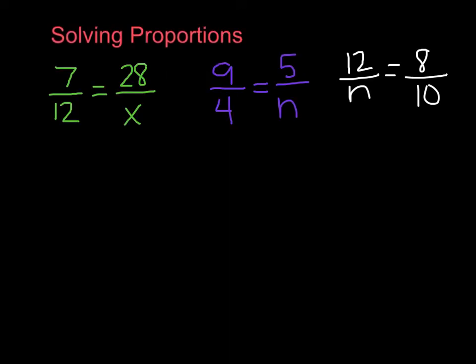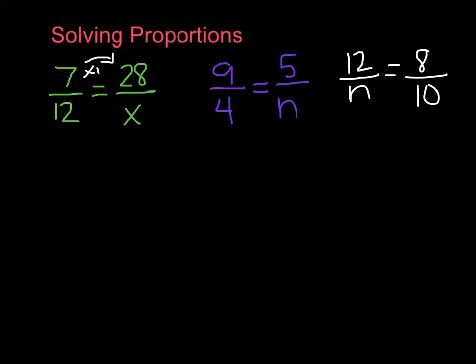When solving proportions, you can solve them using cross products every single time. However, there are a couple of shortcuts that you can look for to make the math a little bit easier. The first thing that you always want to look for is an easy relationship between your numerators or between your denominators. For example, on the first problem, 7 is to 12 as 28 is to x. If you look at your numerators, you can see this nice relationship here. These are just equivalent fractions.